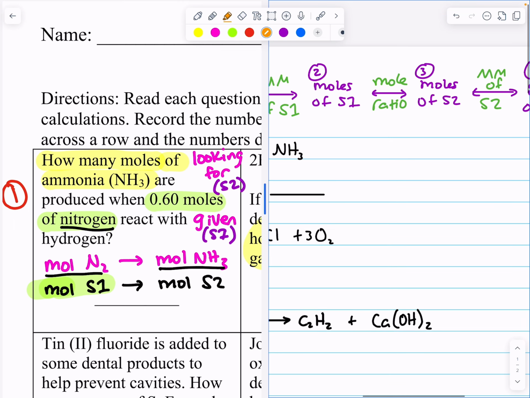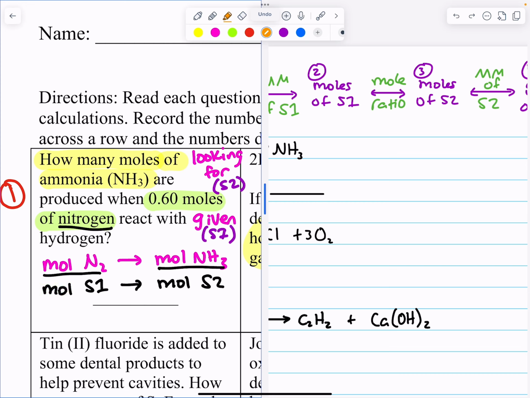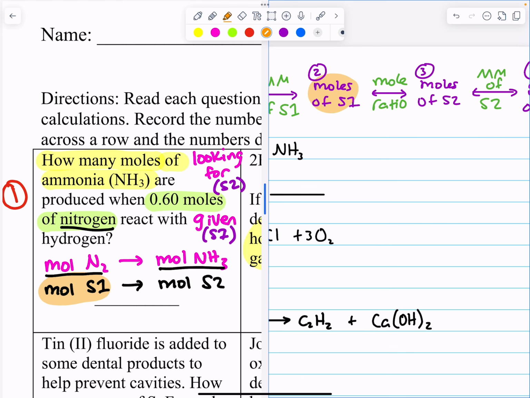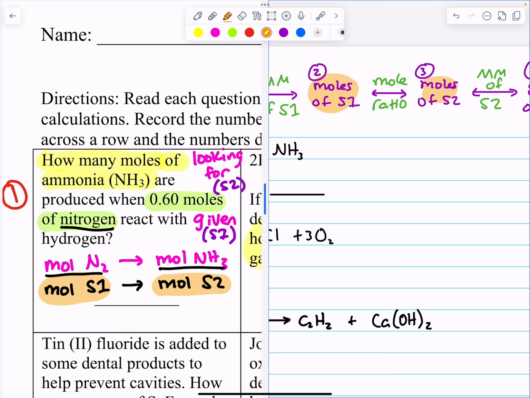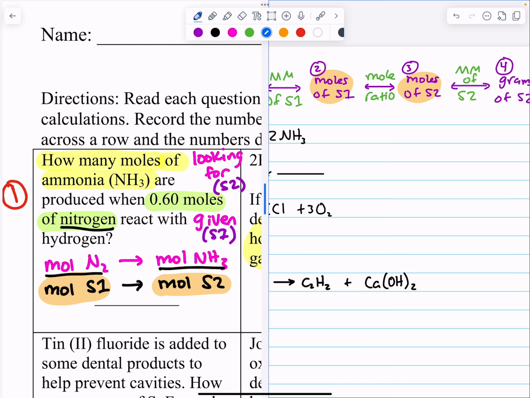Moles. Sorry, let me use a different color. Let me repeat: I am given moles of S1 and I am looking for moles of S2. I am going from step 2 to step 3. That is one jump, one step. I only use one conversion factor for this problem.